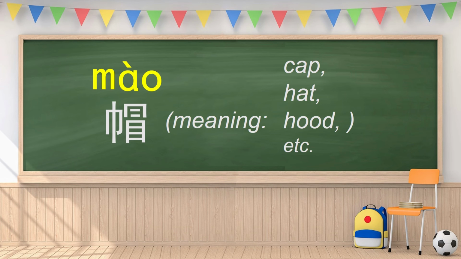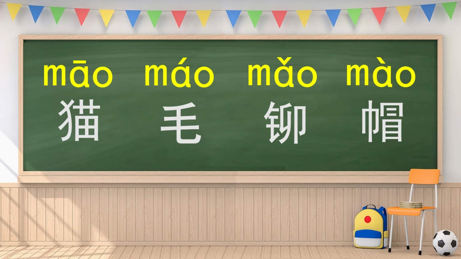An example of the fourth tone is the character mao, which means cap, hat, hood, etc. The same, if you would like to, you can follow me. Mào, mào, mào. Let's say it 3 times. Again, you don't need to know the example characters here. You just know how to pronounce the pinyin of them, then it is okay. And you will learn more pinyin when you learn more characters or words in future.